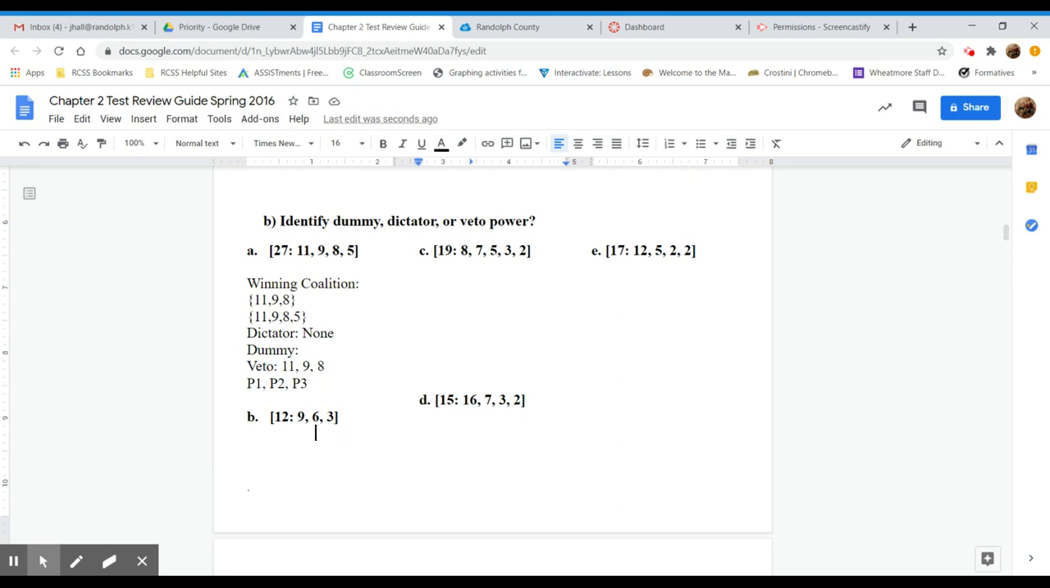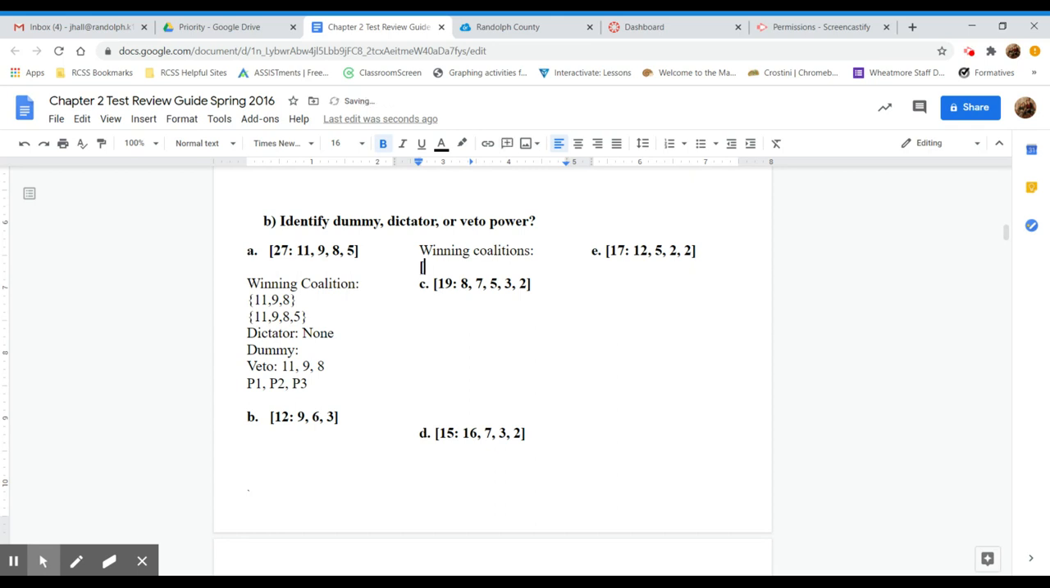All right, same thing down here in part B. I won't go through each example. I'll let you work through maybe C, D, and E. But here, if we were to list the winning coalitions for part B, remember that our quota here is 12.